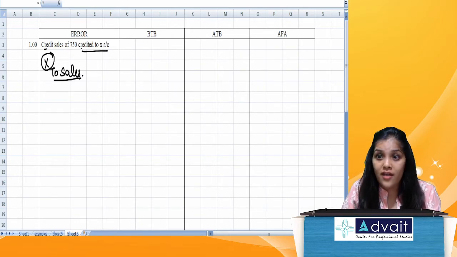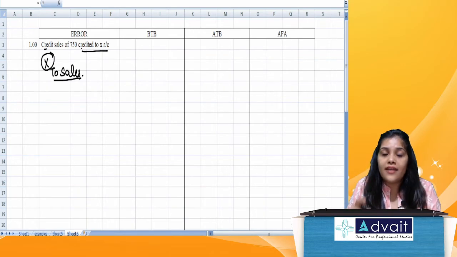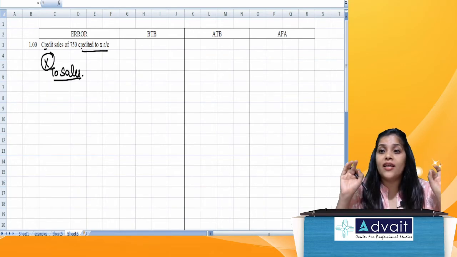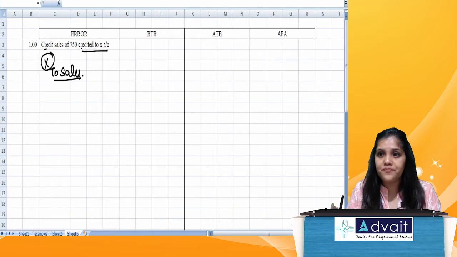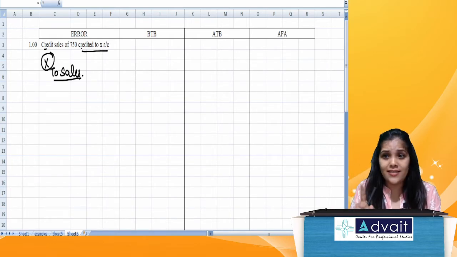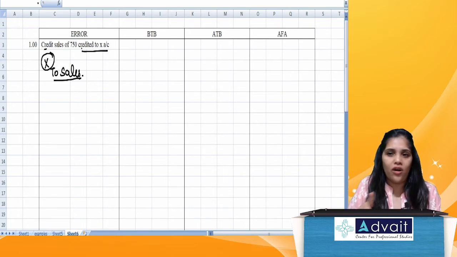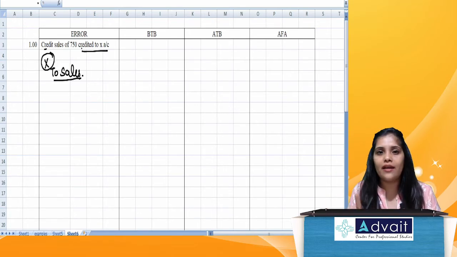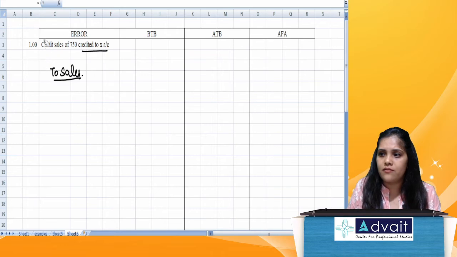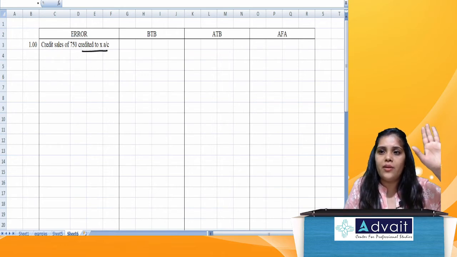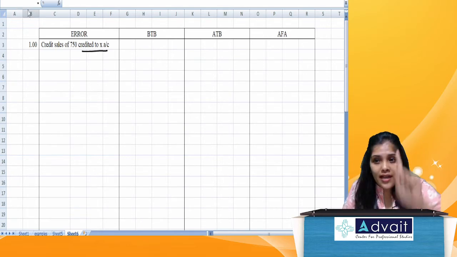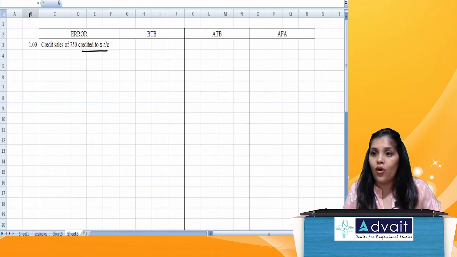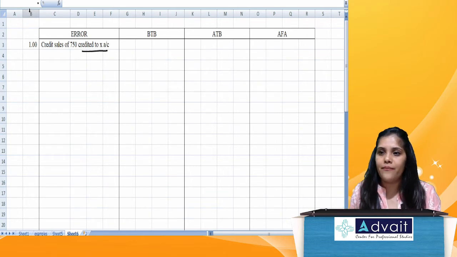When they have told credited to X account, that does not mean that it is debited to sales account. I'm being very loud because you all will repeat this mistake n number of times. If they have told X is wrong, that means only X is wrong. That does not mean even sales is wrong. Am I clear, everybody? If they say X is wrong, only X is wrong, sales is not wrong.